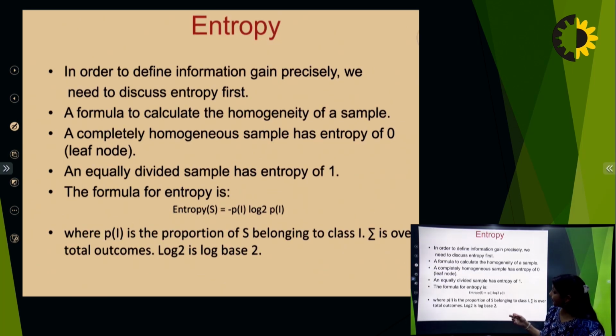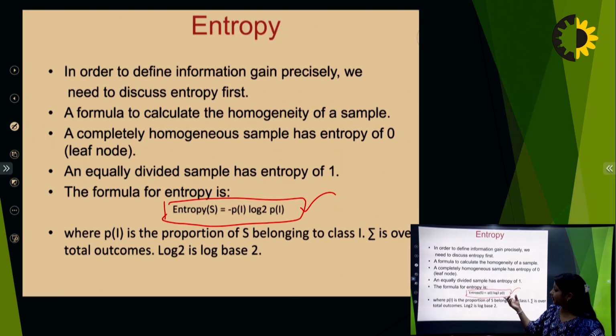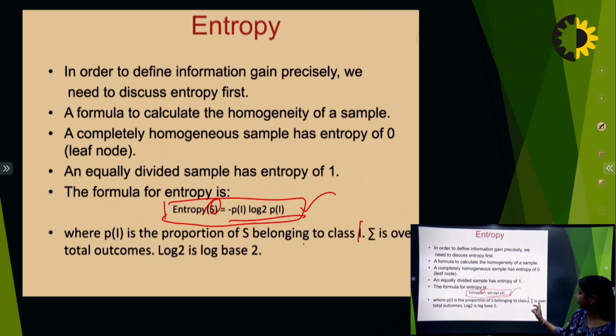So what is the entropy formula? Entropy is minus the summation of Pi log Pi, where i is the number of attributes. This is the formula where we calculate the entropy of each and every node. S is the node and this is the probability. Pi is the proportion of S belonging to class i, and the summation is over the total outcomes, and log is base 2.